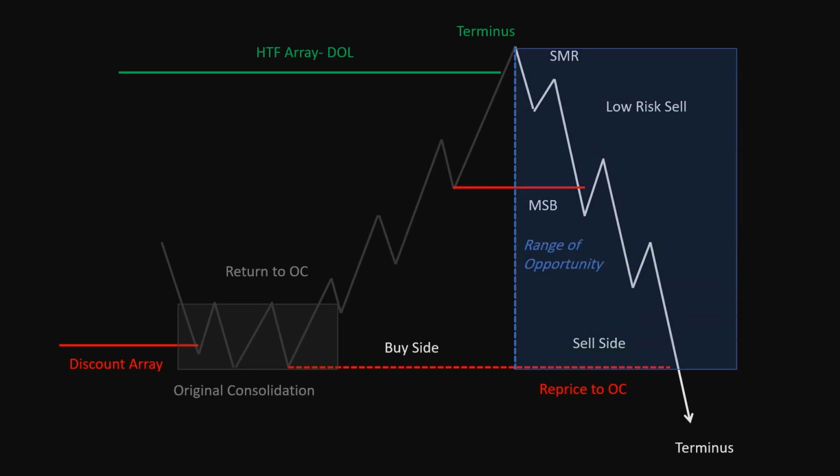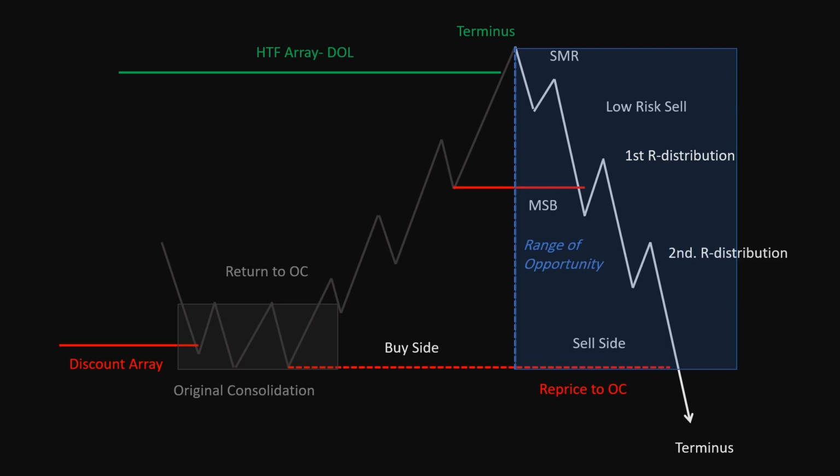The range of opportunity goes from the high of the smart money reversal to the low of the original consolidation. We can get two stages of redistribution on the sell side of the curve, and terminus would be some measure of a run below the original consolidation, usually in the form of a HTF-DOL. Once we break below the low of the last stage of reaccumulation prior to taking out the premium array, that's when we look for the first stage redistribution.